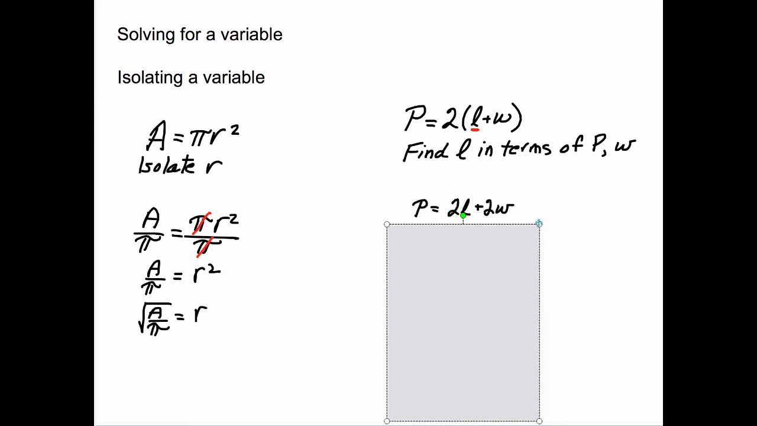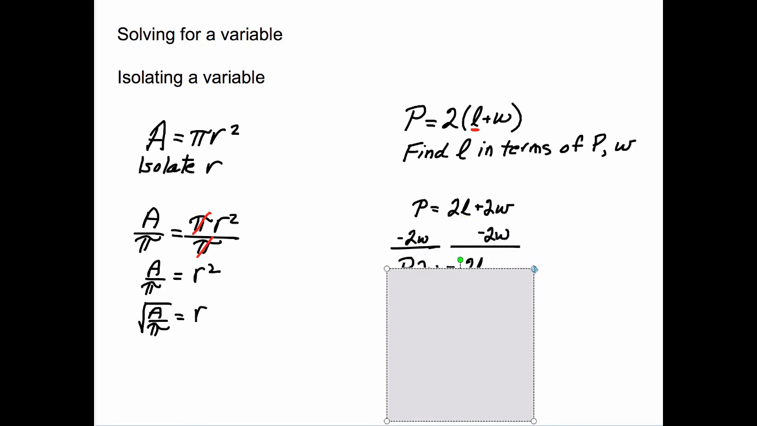First, you want to expand the parentheses so that we have P equals 2L plus 2W. Next, we'll subtract 2W from each side, and we'll get P minus 2W equals 2L. And then divide each side by 2. And again, we remember to divide the entire left-hand side by 2, not just part of it.